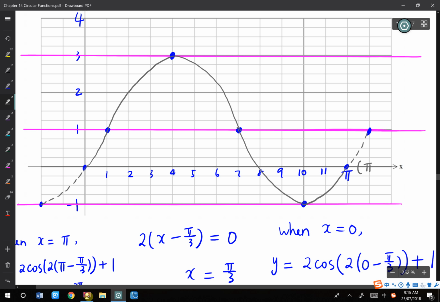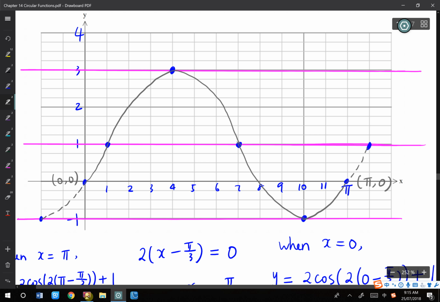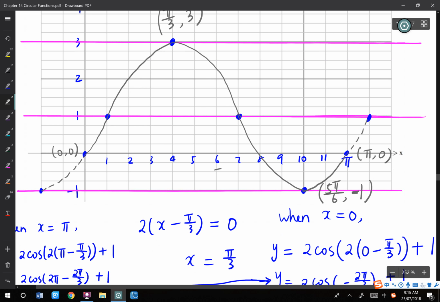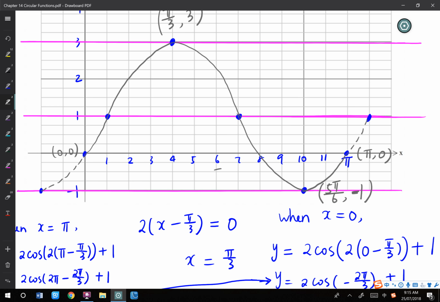So I can label that's pi comma 0. That is 0 comma 0. Also, I should have the maximum. That's 4 pi over 12, that's pi on 3 comma 3. And this one is 10 pi over 12, which is 5 pi on 6, comma, -1. Label the max, label the minimum, label the endpoint.